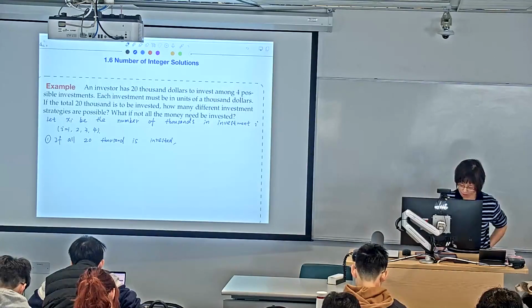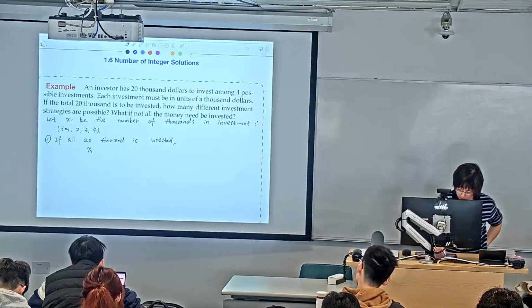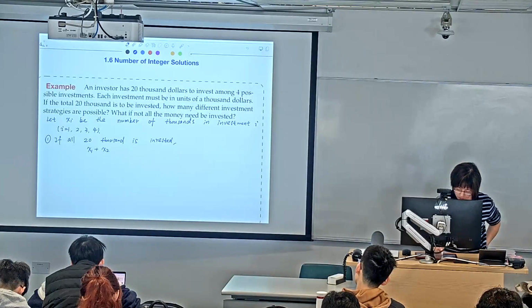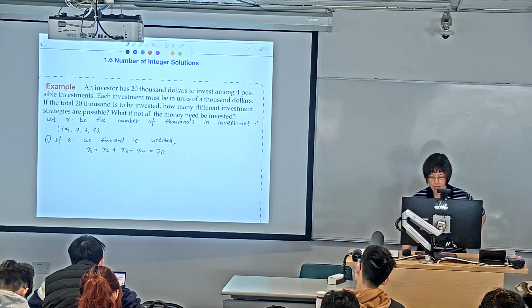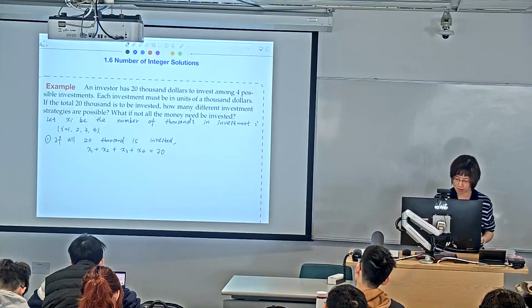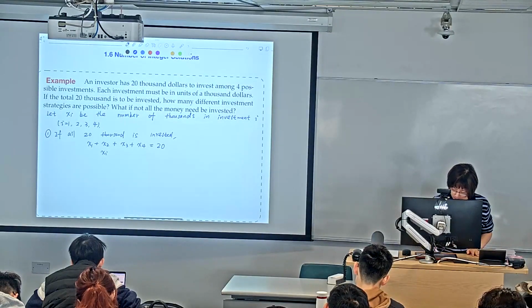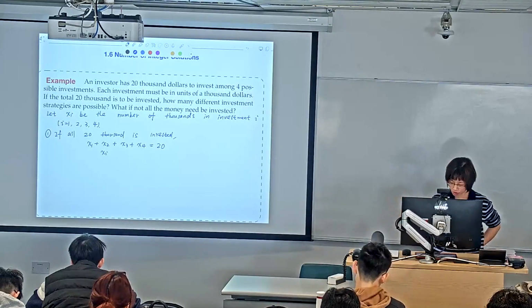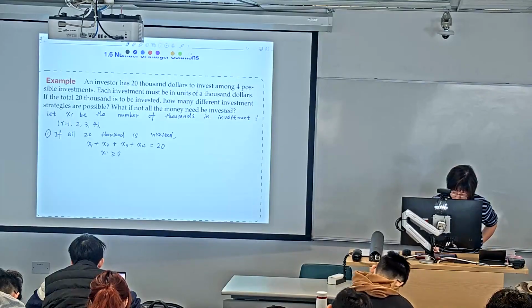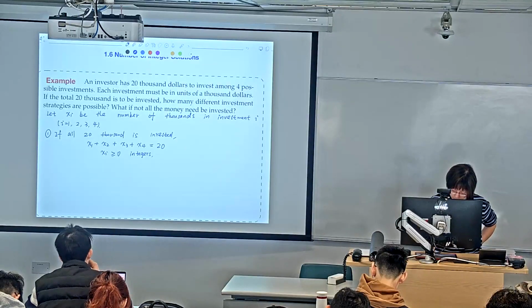this means that if you sum the investment for each of the 1, 2, 3, 4 investments, the total number is 20. So sum of xi equals 20. And also, we don't have other restrictions. So xi's, because each investment must be in units of $1,000, are integers, for each xi.